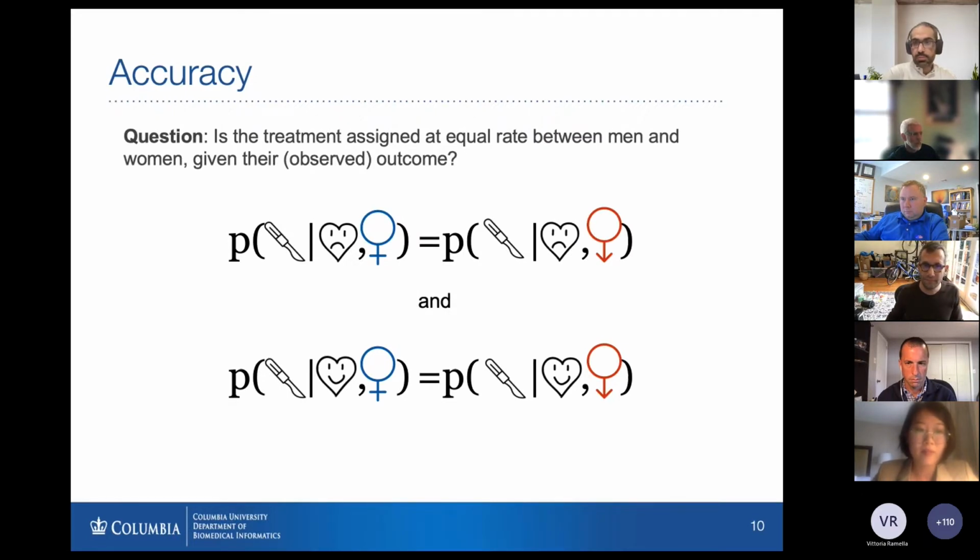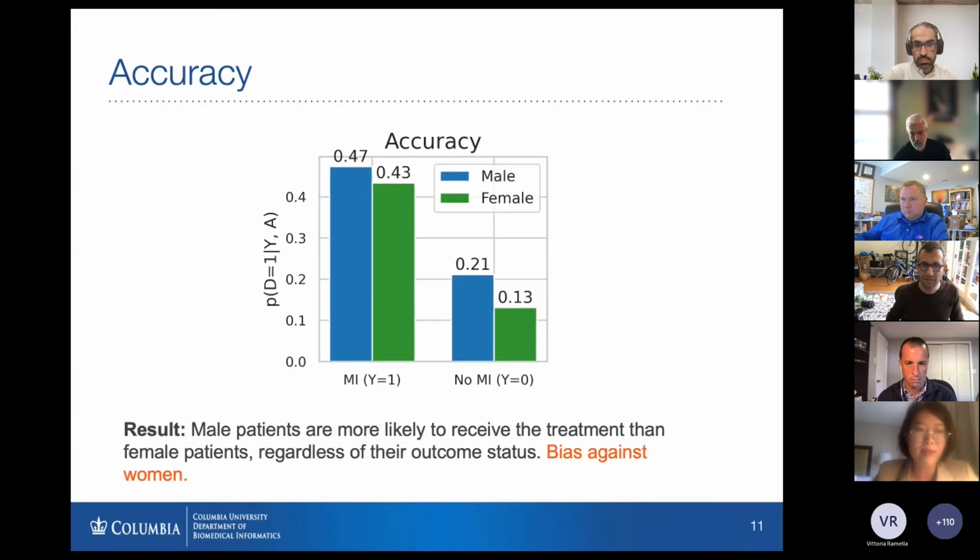And there are more than two ways of defining fairness. This metric is called accuracy. It uses the exact same three variables as the previous metric, but arranged differently to calculate a different conditional probability. Following this metric, we found that there's bias against women.